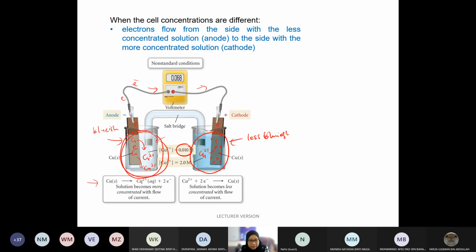Copper, it oxidized becoming copper 2 plus and producing electron. Okay, and this is what happened on the reduction half cell. Copper 2 plus will accept the electron and becoming copper. Okay, after a while, it will become less concentrated. Yang kat sini pula akan jadi more concentrated.